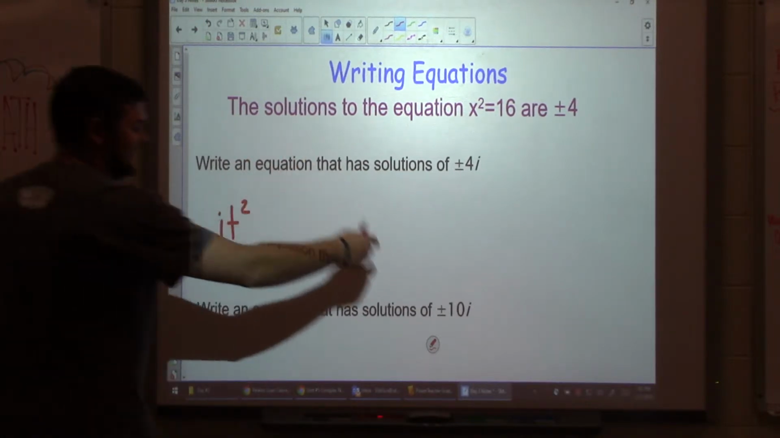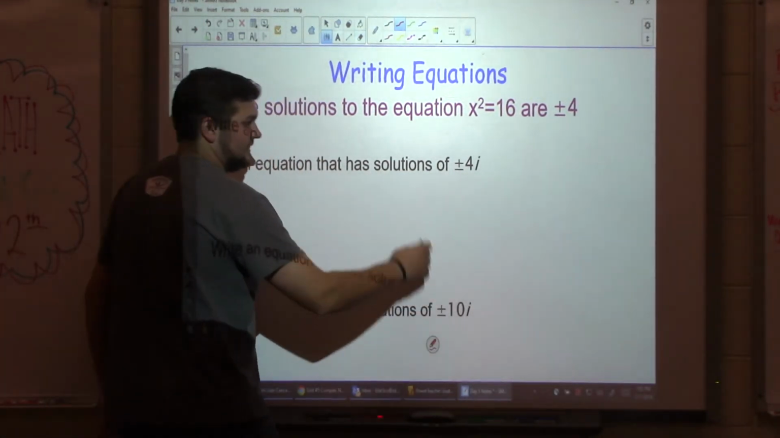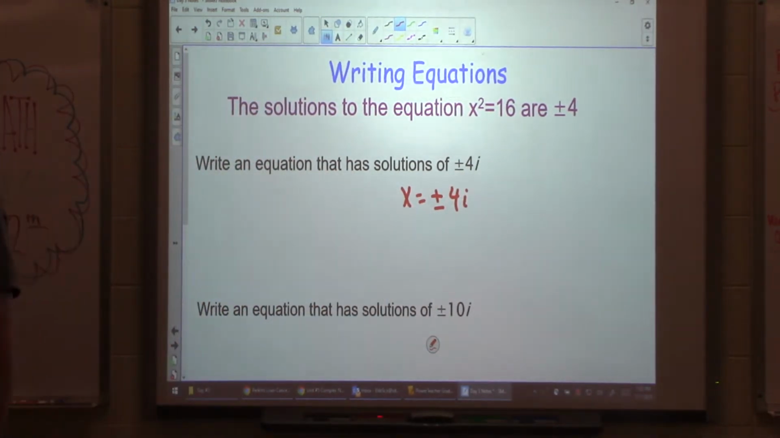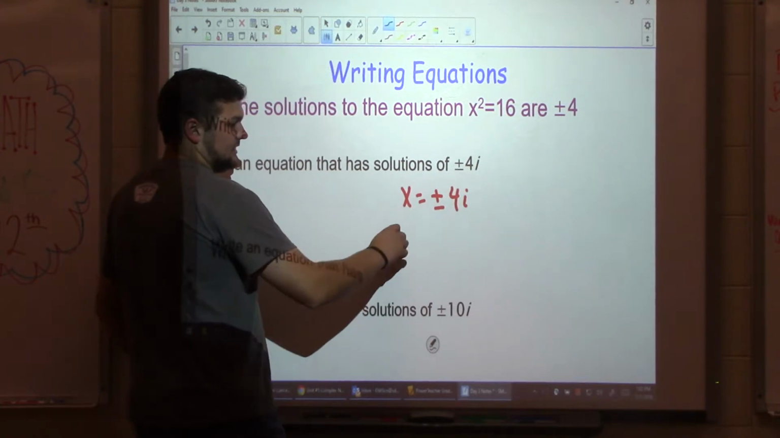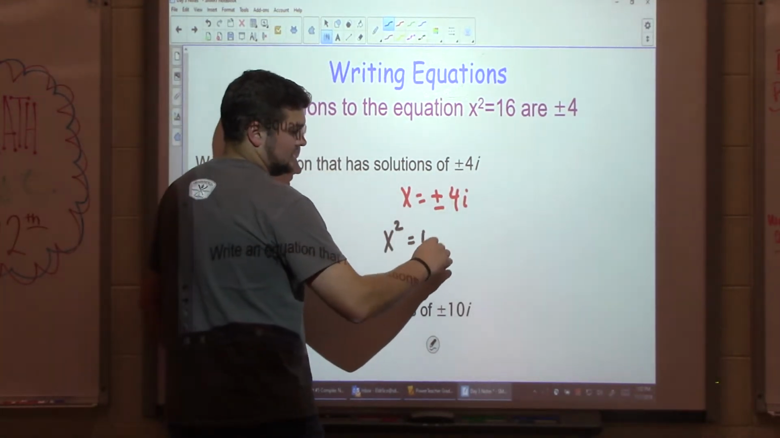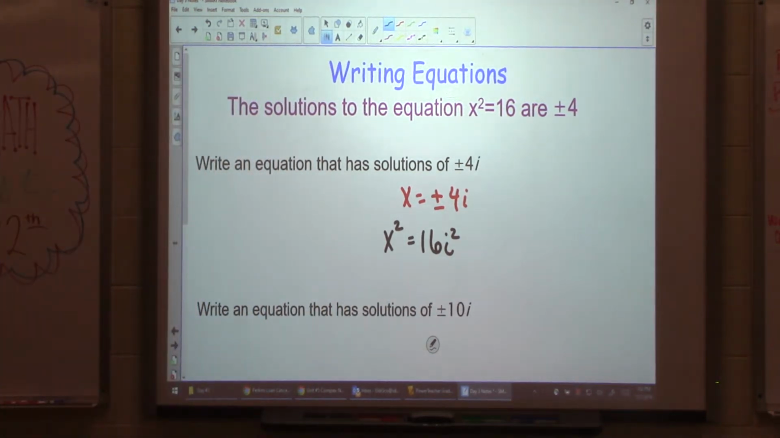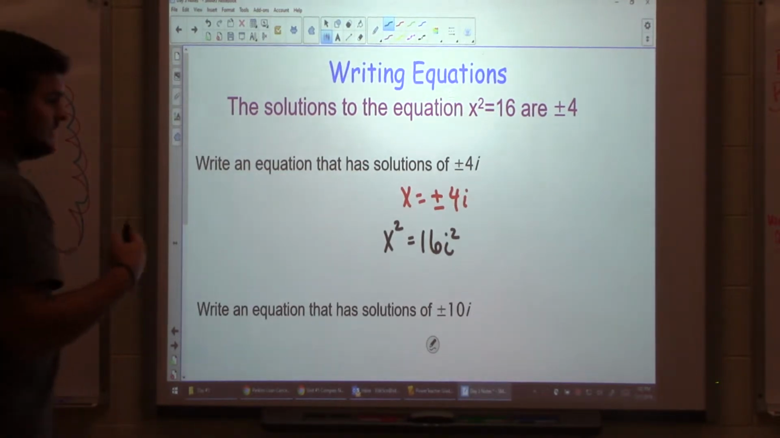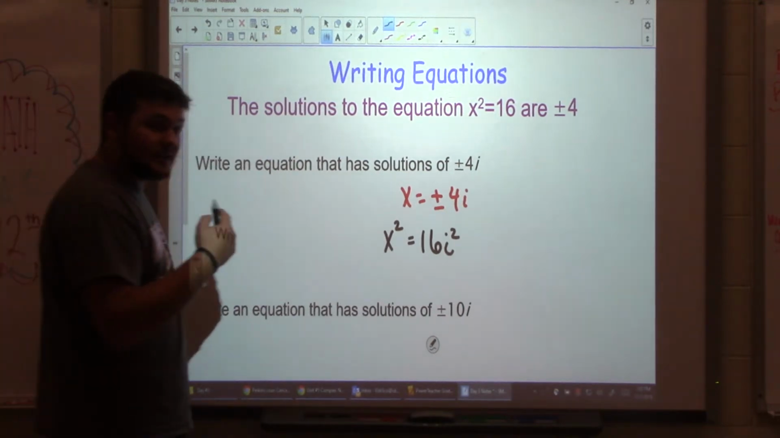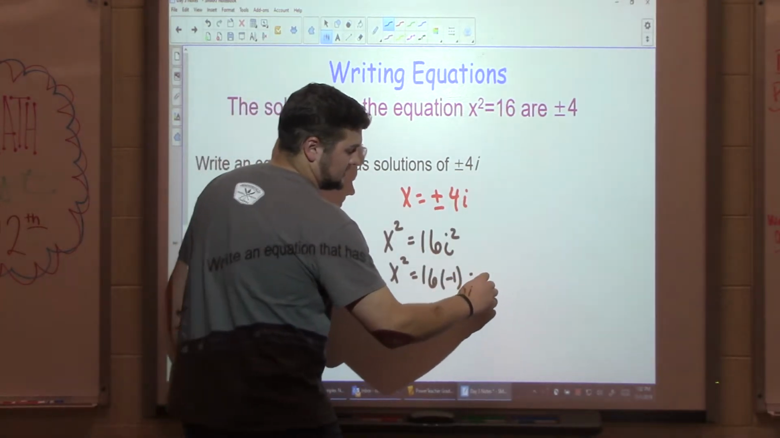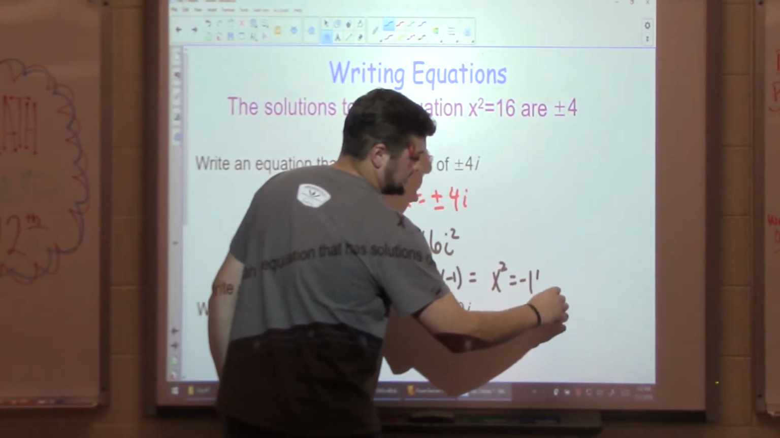Yeah, so what we're going to do, take positive and negative 4i, set it equal to x, right? And then square both sides. If I square both of these sides, I get x squared equals 16i squared. Well, should I leave my answer like that? No. Why not, Miss Larson? Because you have to do the i squared. What do I got to do to it? Negative 1. I squared turns into negative 1. So x squared equals 16 times negative 1, which is just negative 16. x squared equals negative 16.